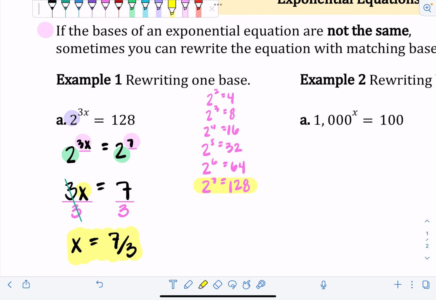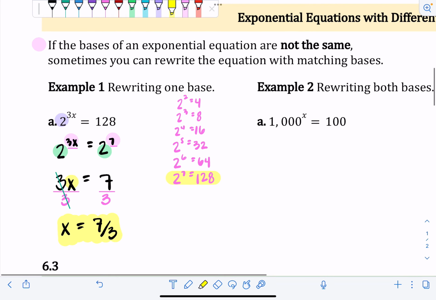So if you start off a problem without the same base, but you can change them into the same base, that's what you want to do as the best case scenario. If you can make the bases be the same, that's what you want to do for 6.2 anytime they don't initially start off being the same.